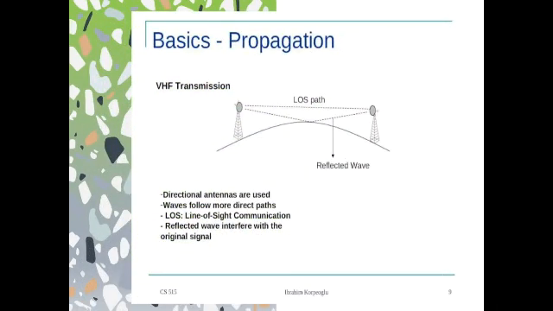When you go to the very high frequency range, there will be directional antennas. If you are using directional antennas, then we will have a line of sight path as well as a reflected wave path. So when we receive this at the receiver end, we will have some interference, that is, we will have some losses in the signal strength.